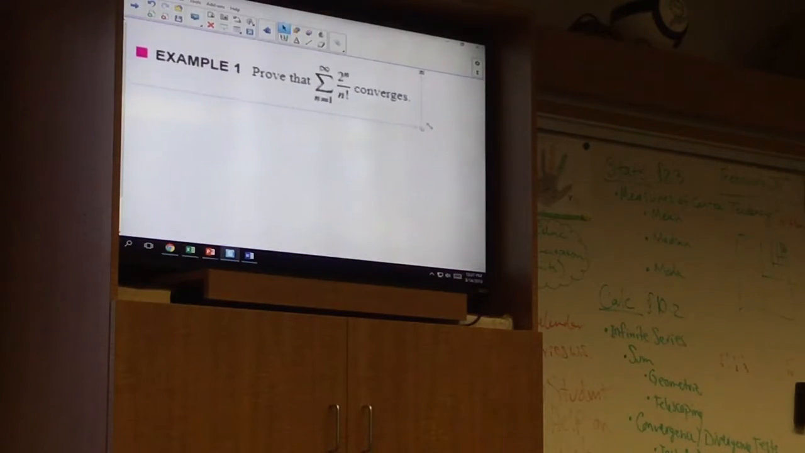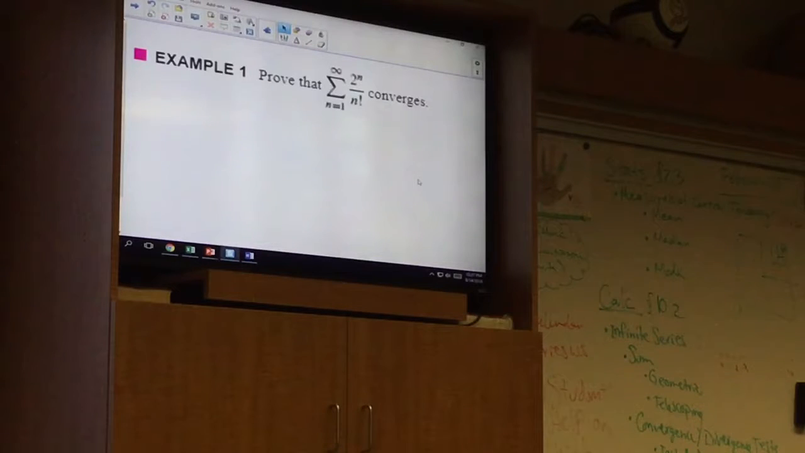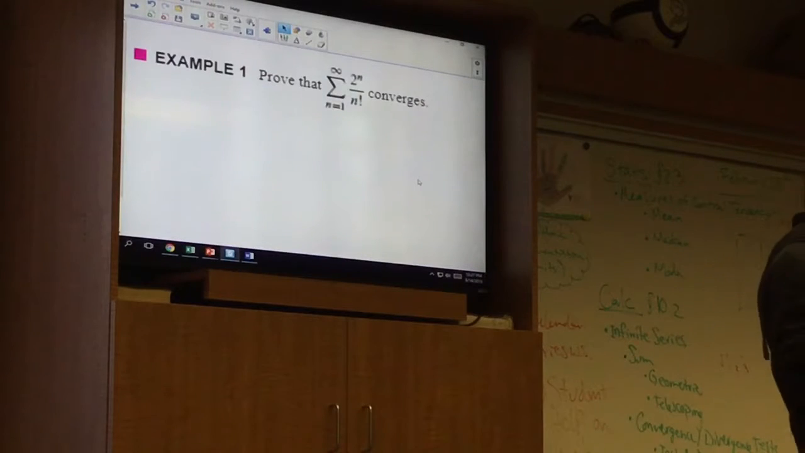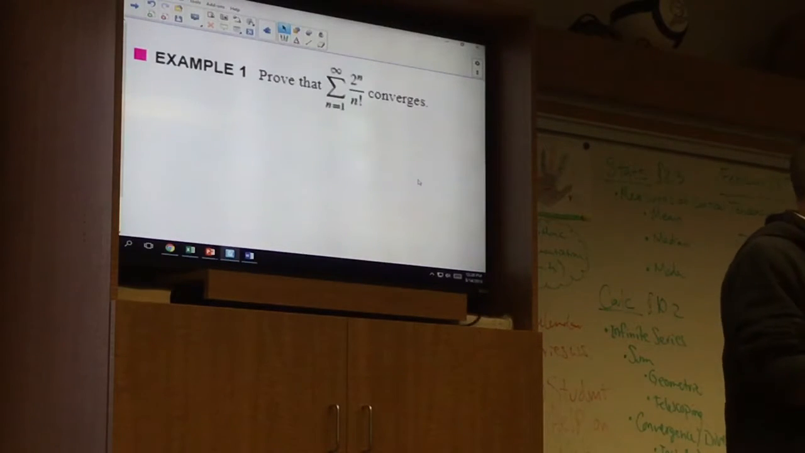Okay, so here we go. Prove that this converges. So they already tell us that this converges, right? But we just have to prove it. Well, let's just think about this. Before we go through and apply the ratio test, let's think about this.